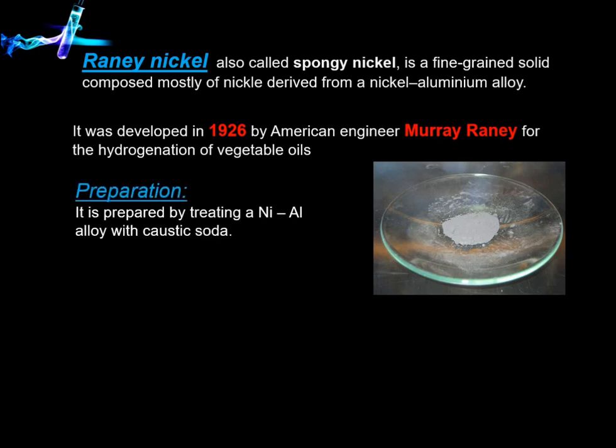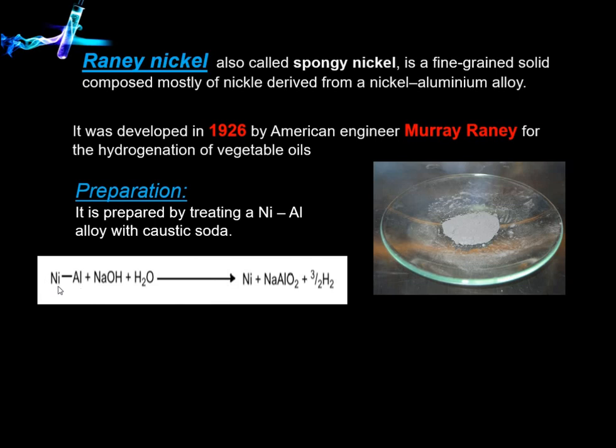It can be prepared in the lab by treating nickel and aluminium alloy with caustic soda by this reaction. Nickel aluminium alloy is reacted with caustic soda, or sodium hydroxide, in the presence of water, producing nickel in the finely ground state. Along with that, sodium aluminate and hydrogen gas are released in the process. This Raney nickel is very important in hydrogenation.